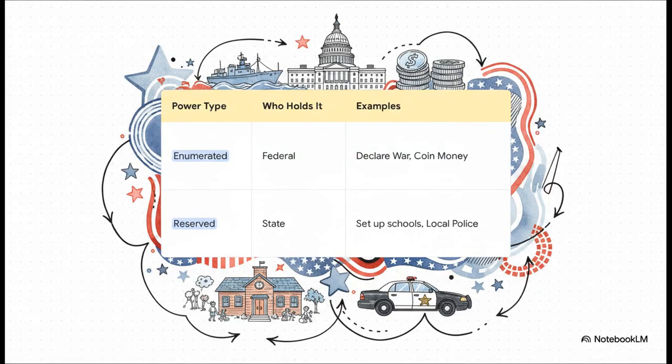And here you can see that vertical split in action. The federal government has its specific, enumerated powers. These are the big picture items like declaring war or coining a national currency. But most of the things that affect your day-to-day life, like setting up schools or running the local police force, those powers are reserved for the states.